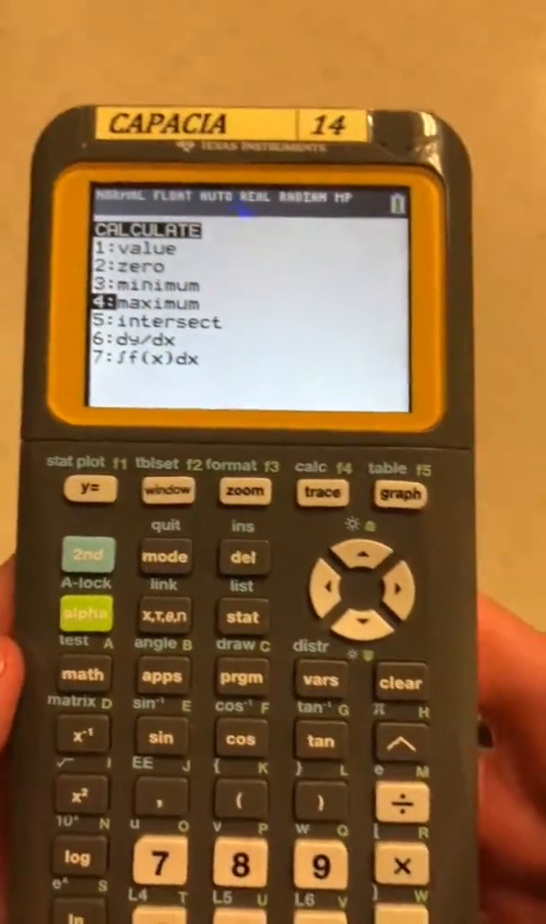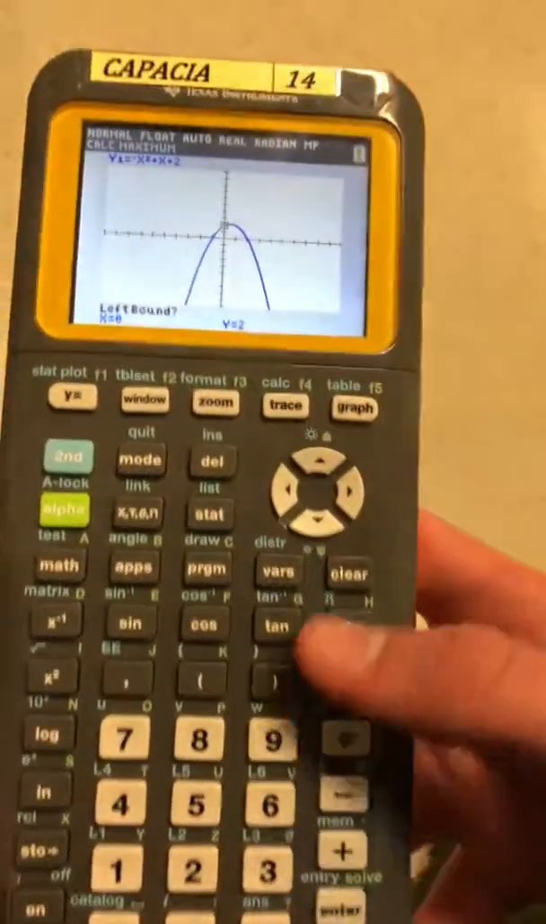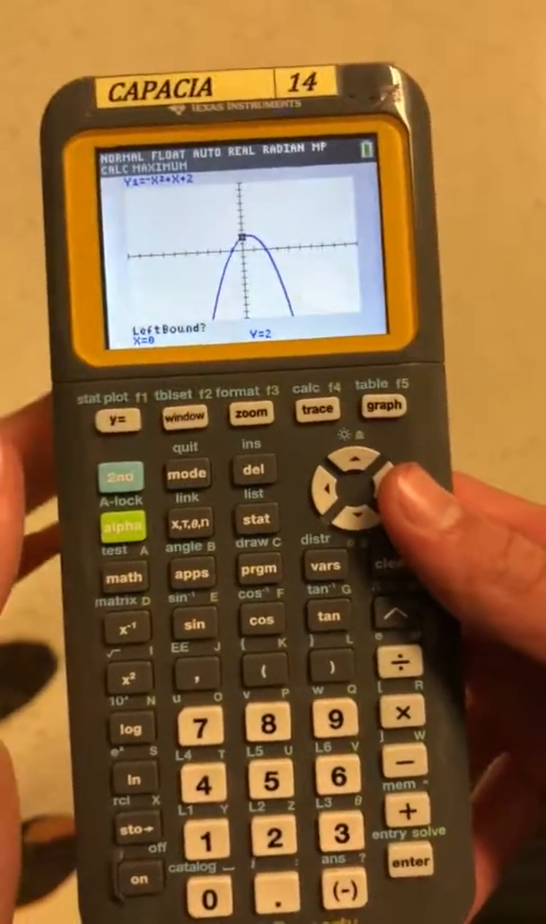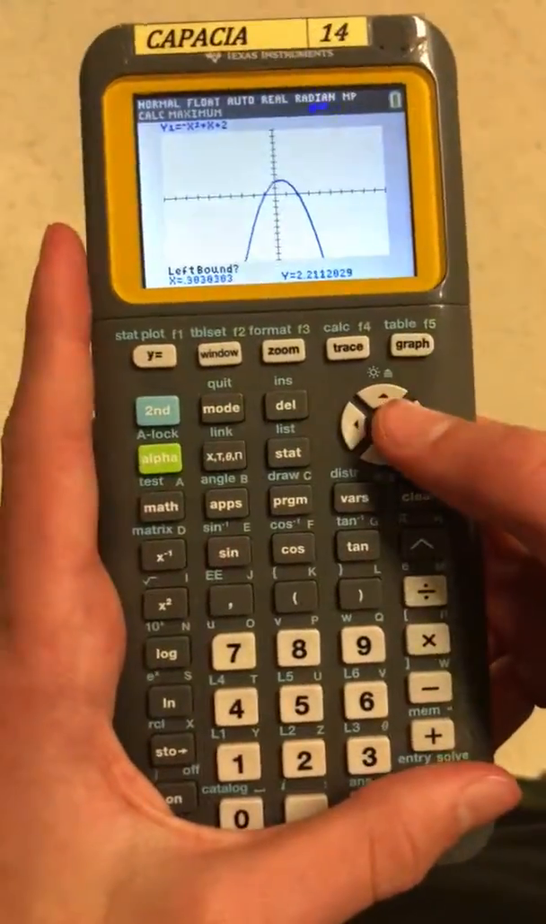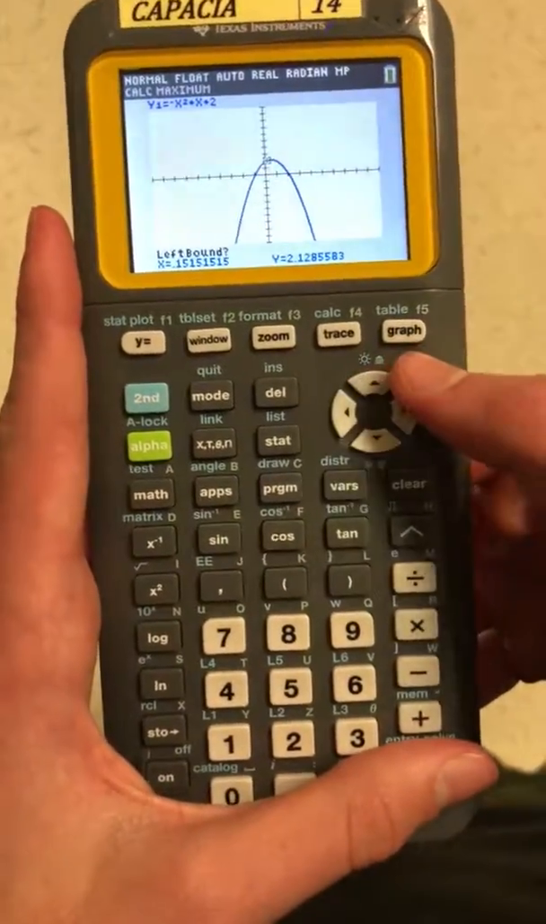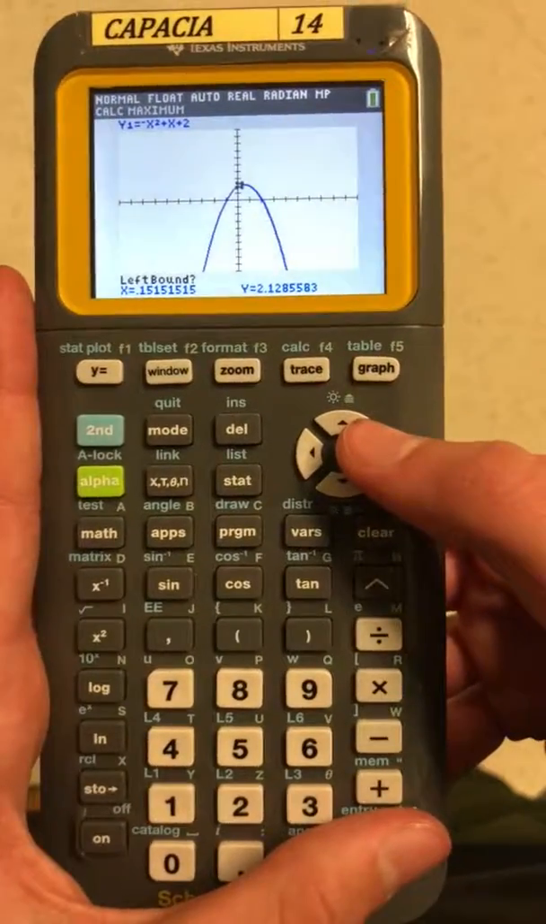So you press 4, or you could just scroll down to 4 and press enter. And then it says left bound right here. So you'd go on the left side of the vertex. So up there's the vertex. First you go to the vertex, then you go left a few times, until you're clearly left of the vertex.